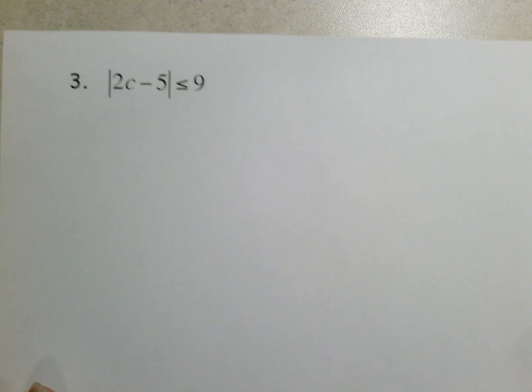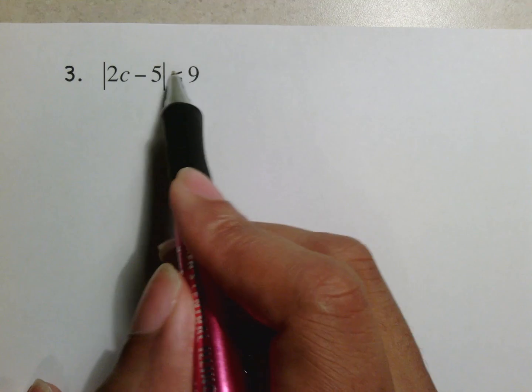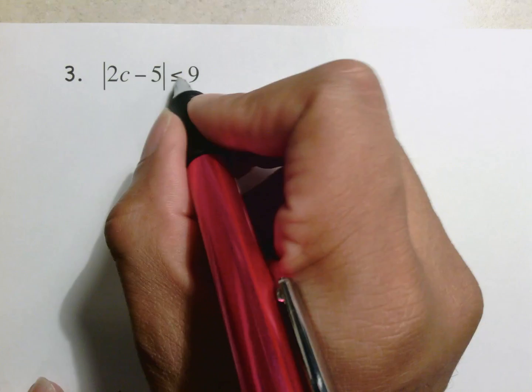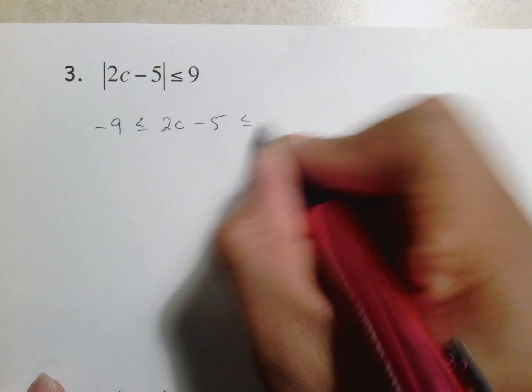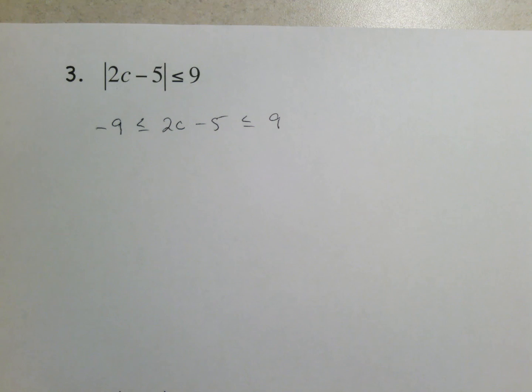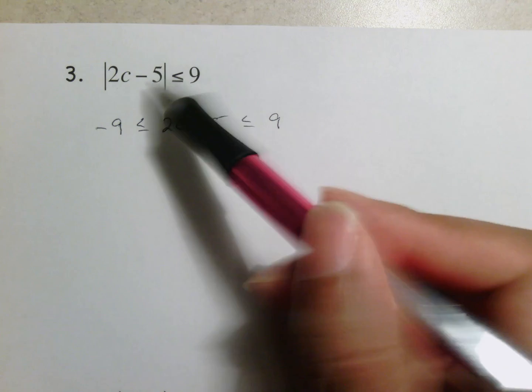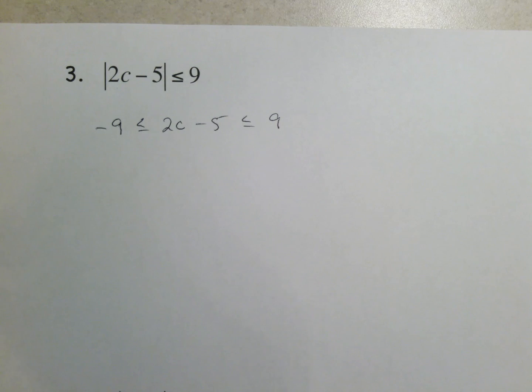Looking at number 3, this symbol here is pointing at the actual symbol, which means this is the one where I simply put a negative 9, copy the symbol, ignore the bars, copy the symbol, regular 9. This is an AND equation. Again, if it's pointing at the symbol, then this is what you're going to do.